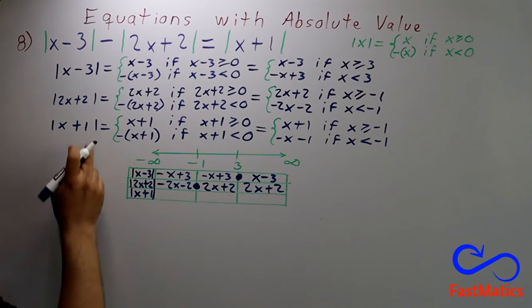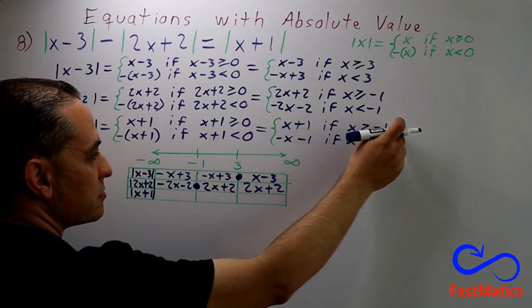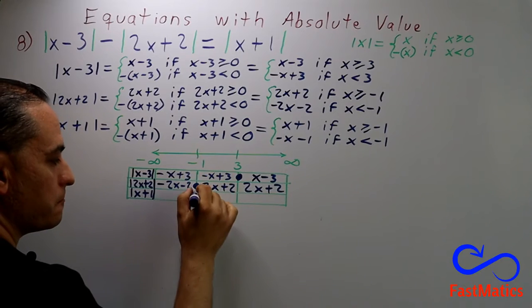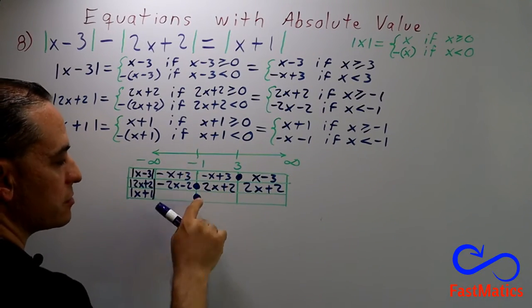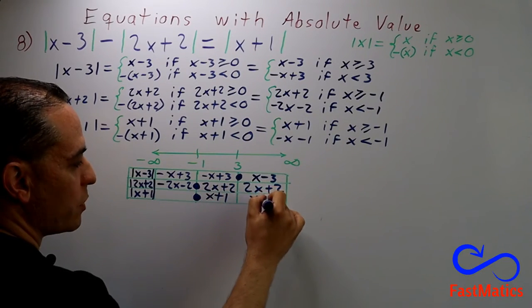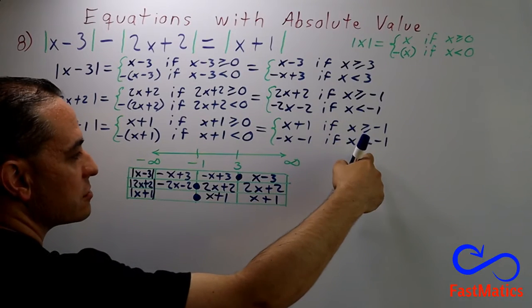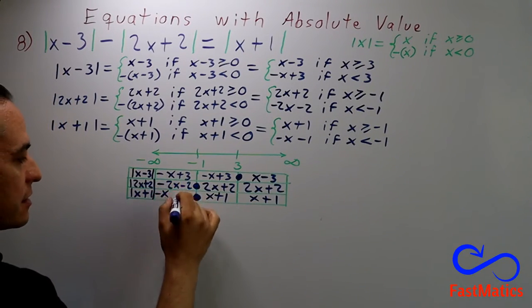Finally, for the third absolute value, the same thing. Numbers greater than or equal to negative 1, this expression. Negative 1 is here, so x plus 1 and x plus 1. And for the values less than negative 1, we will have negative x minus 1.